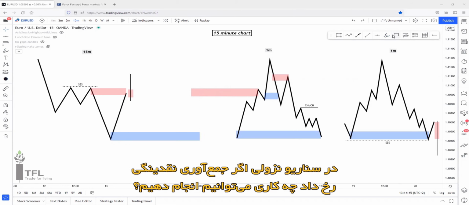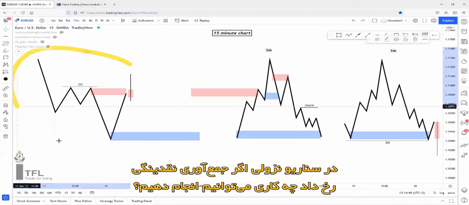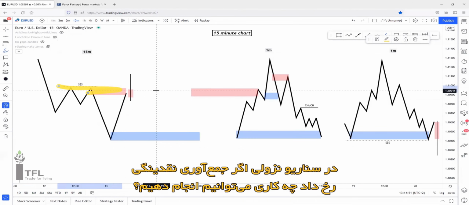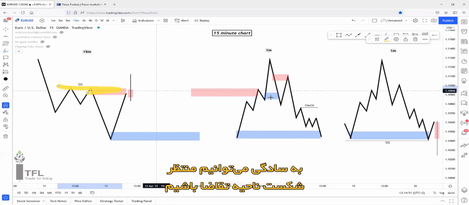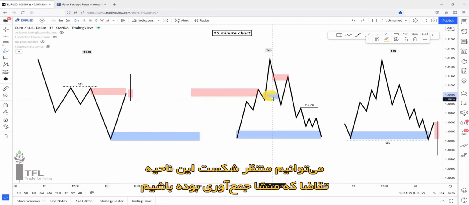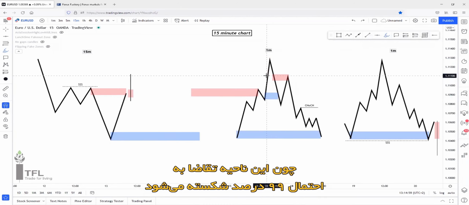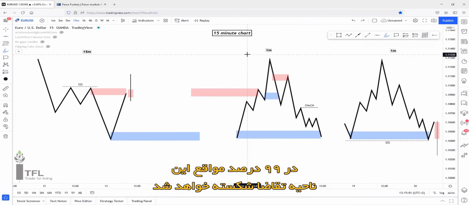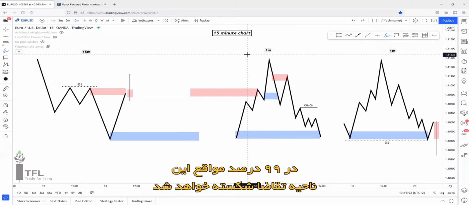Understand what we can do in this scenario if the sweep happens to the upside, for example, in the short scenario. What can we do in this case? We can just simply wait for a break of this demand zone that has caused this sweep, because this demand zone will be broken 99% of the time, right?